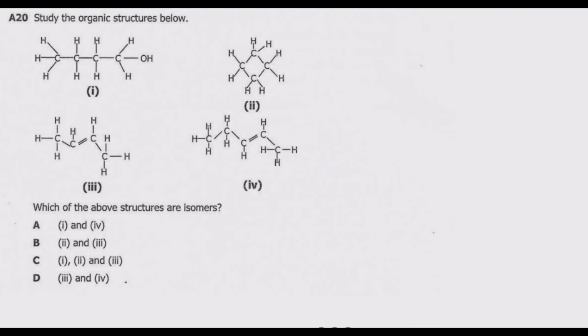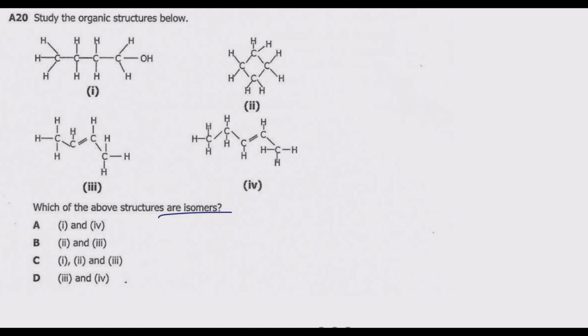Let us look at question 20. Study the organic structures below. So we have 4 organic structures. Which of the above structures are isomers? So the key is we need to identify which ones are isomers. So what are isomers? Isomers are different compounds which have the same molecular formula but different structural formula.